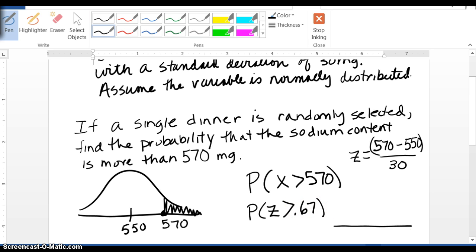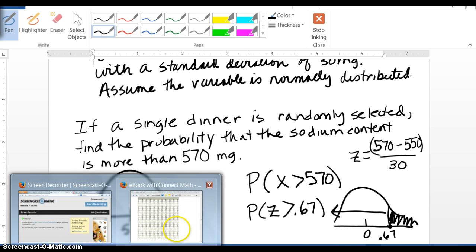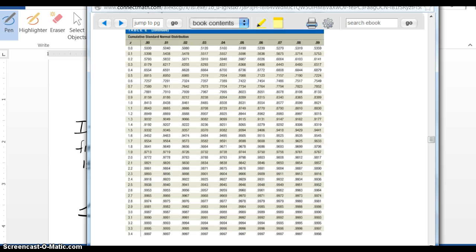So now we're going to go to our standard normal chart, and we're going to look up 0.67. Now remember, your chart's going to give you the area on the left of this, and we really want it on the right. But first we'll find the area from the left. So 0.67 is right here. It's 7486.